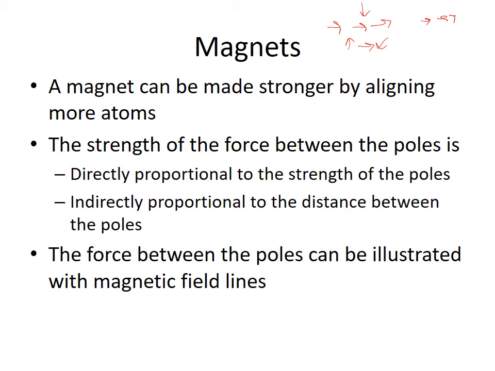Now we can draw pictures of what this force looks like by using magnetic field lines. Magnetic field lines are just pictures of how strong the force is between the poles. This would be an example of magnetic field lines. You can see that there's a bar magnet in the middle. You've got a north pole and a south pole. And if you take iron shavings and sprinkle them around your magnet, this is how they will separate out. This is what we know field lines look like.